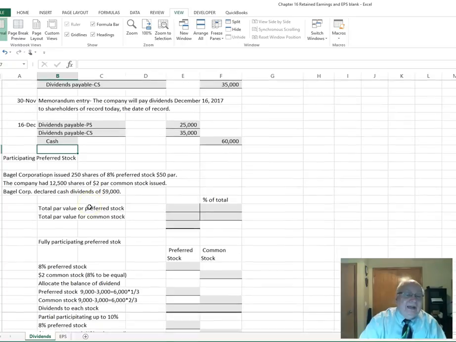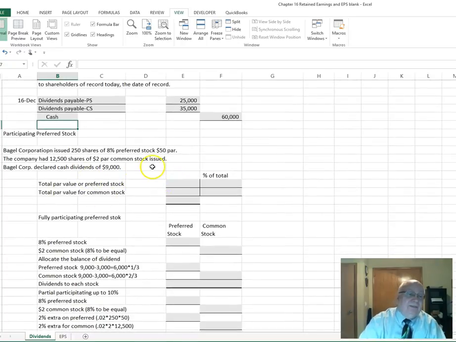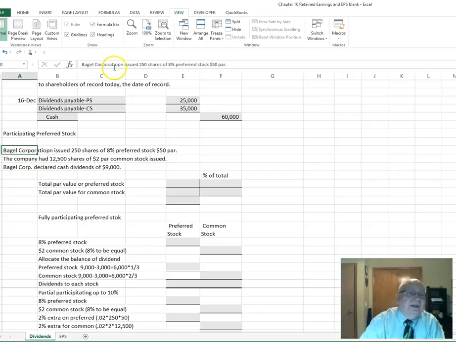Okay. Now, preferred stock can be a little more complicated than that. It can be participating or non-participating. If it's participating, it can be fully participating or partially participating.